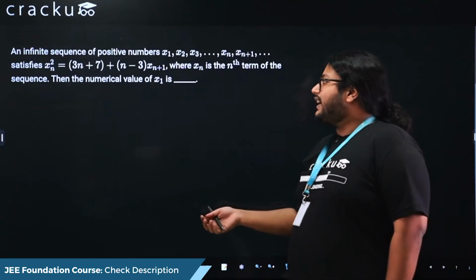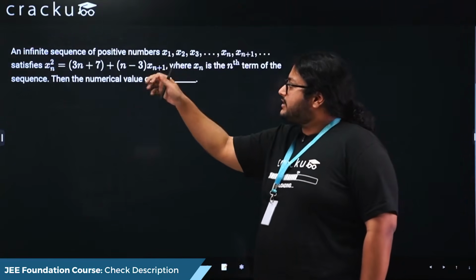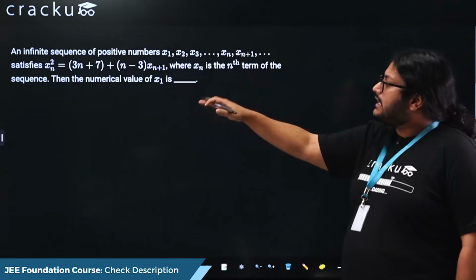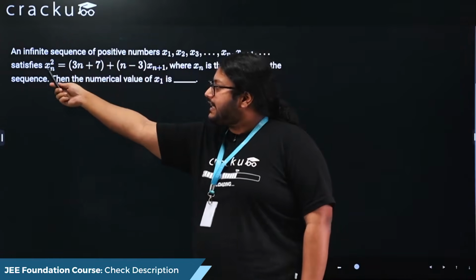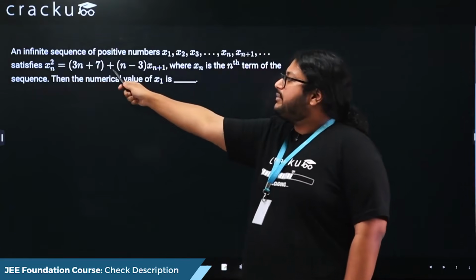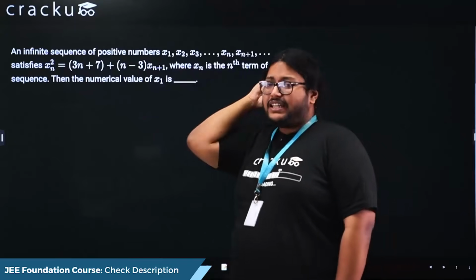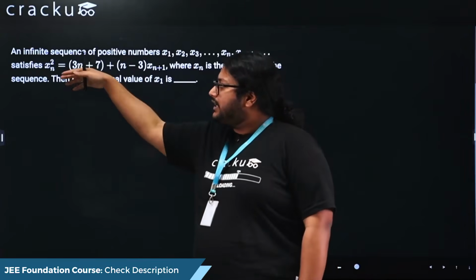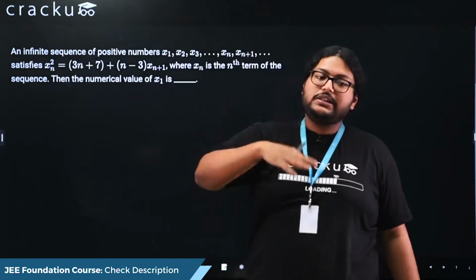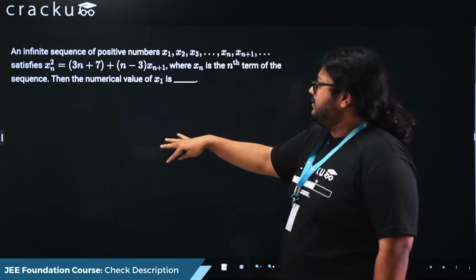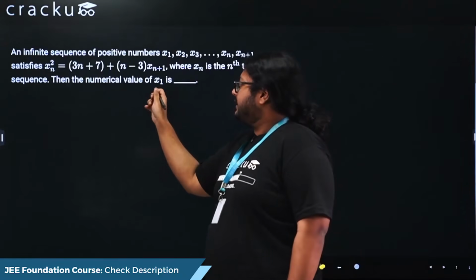Okay, in this question we are told that an infinite sequence of positive numbers x1, up to whatever, satisfies this condition: xn square equals 3n plus 7 plus n minus 3 into xn plus 1. So this is a recurrence. Recurrence relations, what do they do? A new term is formed by using the previous term. Xn is the nth term of the sequence, then the numerical value of x1 is.